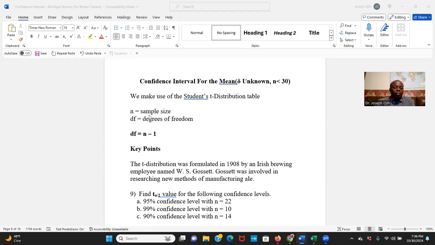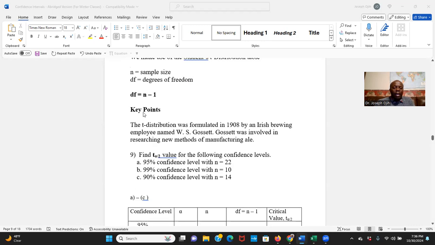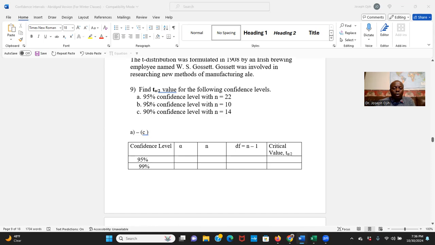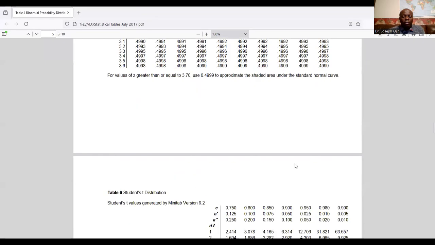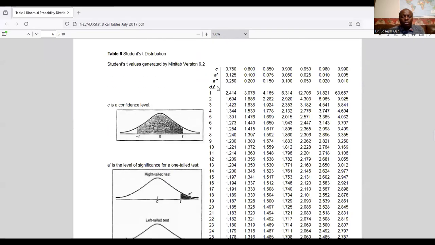So it's based on sample size and degree of freedom. And that degree of freedom is always given by n-1, where n is the sample size. So let's see how that table works. Let me show you the student t-distribution table. It is right here. You can see right here, student t-distribution.